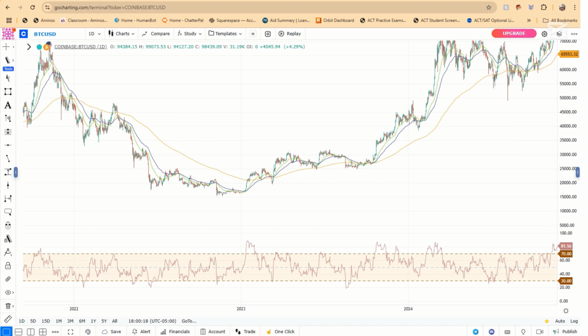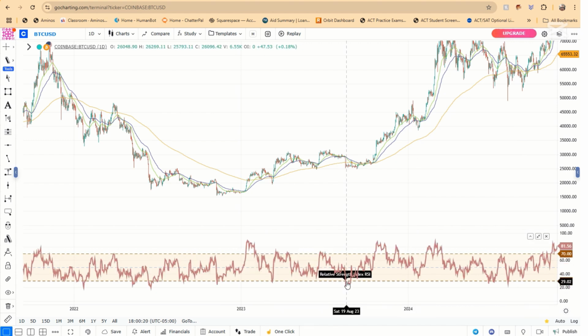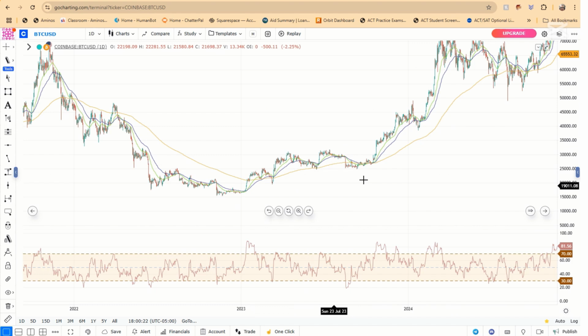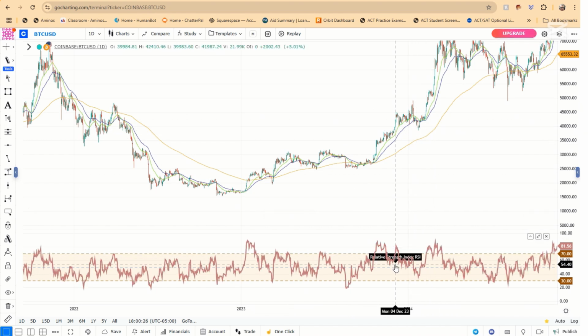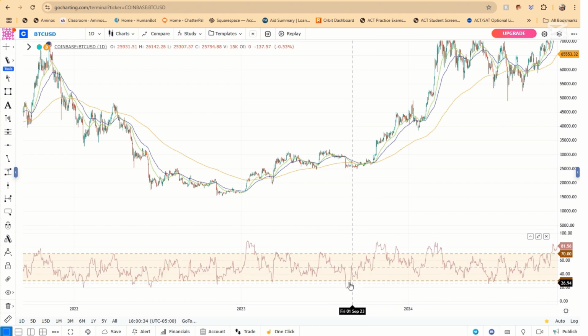So far we did the relative strength index down here. We did the moving averages, 25, 50, and 200. The 70 right there means overbought. We probably want to consider selling. The 30 or below means oversold, and we want to consider buying at that time.